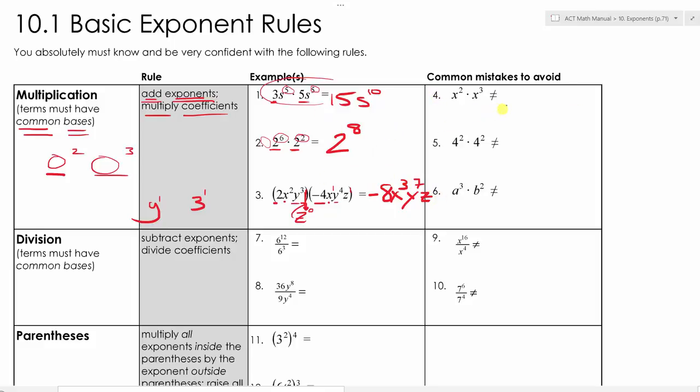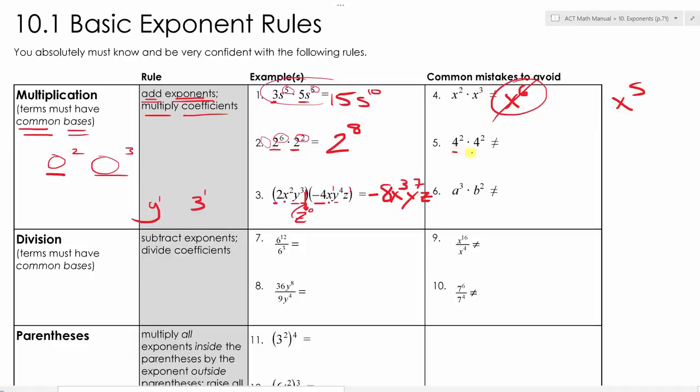Now I am going to jump over here to the common mistakes to avoid. Be careful of multiplying your exponents. Do not do that. That is a common careless mistake that's not going to get you any points, unfortunately. X squared times x cubed would just be x to the 5th because you're supposed to add those exponents.